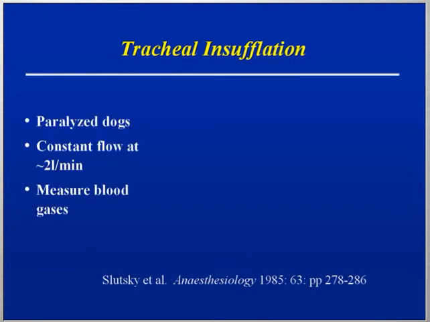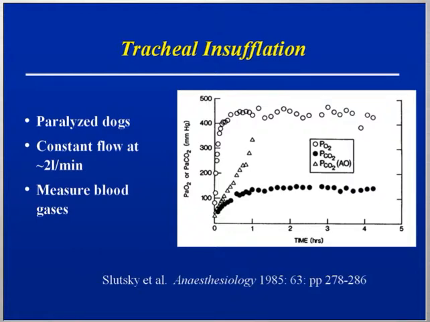And so the data I'll show you were in paralyzed dogs. This was published almost 20 years ago. Constant flow at 2 liters a minute, and then we measure blood gases. Very simple experiment. And here are the results. This is time on the x-axis, PO2 or PCO2 on the y-axis. This here represents the change in PCO2 when we had these animals do apneic oxygenation, so without a catheter in here, just complete apneic oxygenation as I described it earlier. And here are the blood gases with this constant oxygen insufflation, or tracheal insufflation.